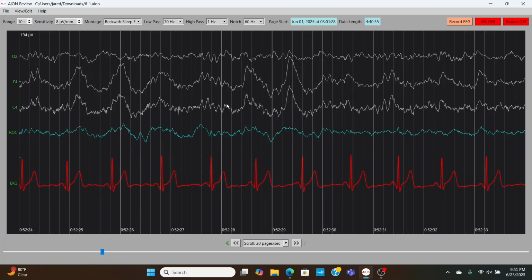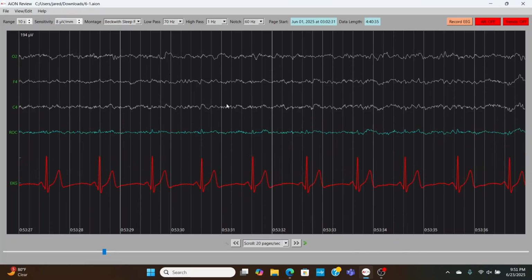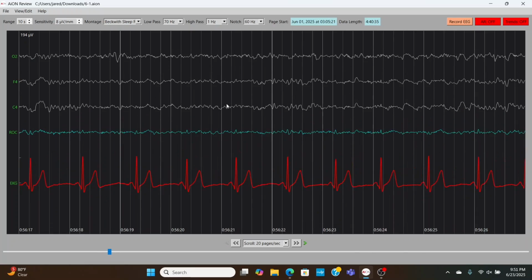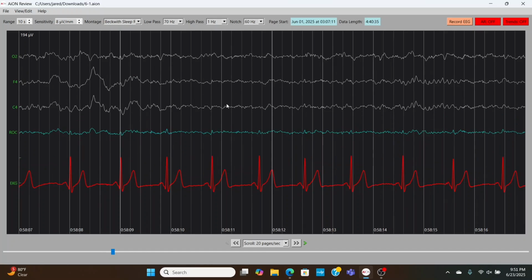Well, this isn't a replacement for a sleep study. This is, let's say, modeled on a real sleep study. We don't have any EMG electrodes.